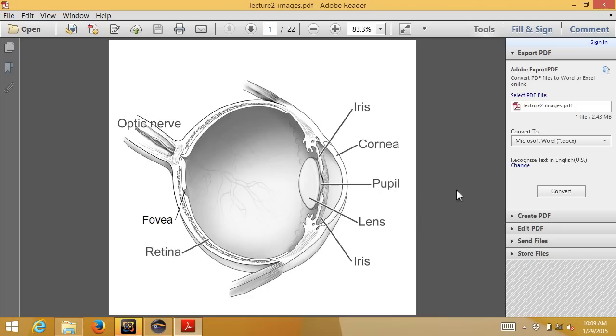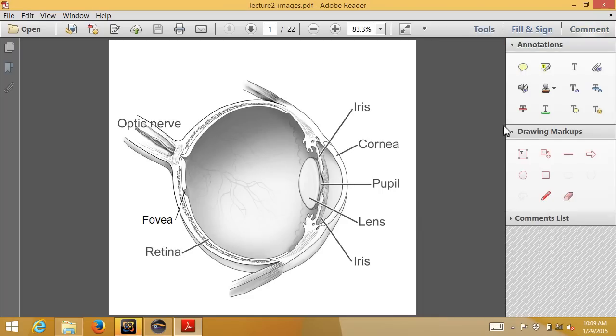So let's start with this picture here. This is a picture of your eye. Let's take a look at some of these things. Let me just draw a line here. So the main components of the eye: you've got your cornea. The cornea is the clear part that goes over all the rest of this stuff.